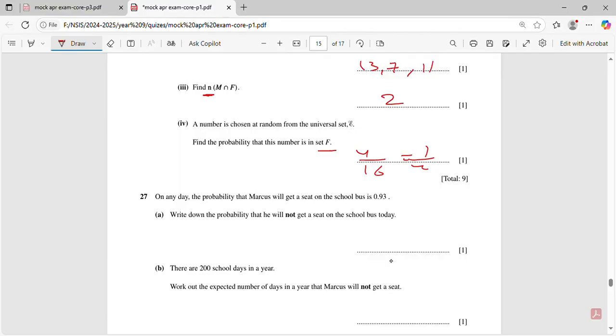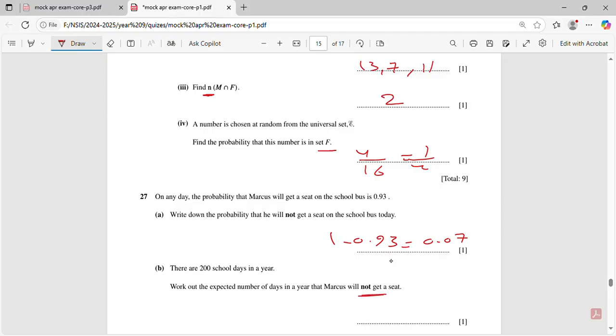Now for this question, he said that on any day, the probability that Marcus will get a seat on the school bus is 0.93. Write down the probability that he will not get a seat on the school bus. So it will be 1 minus 0.93, which is 0.07. Now there are 200 school days in a year. Work out the expected number of days he will not get a seat.